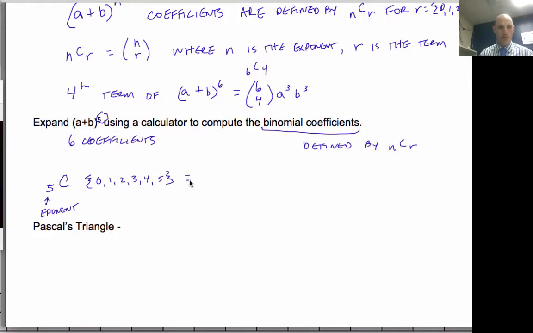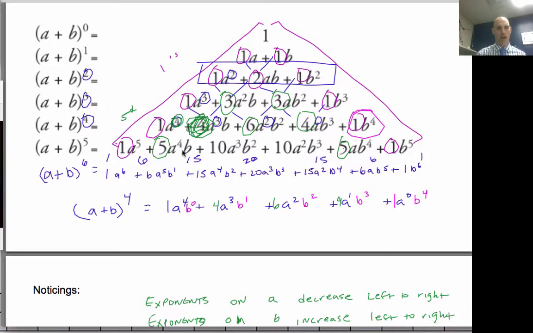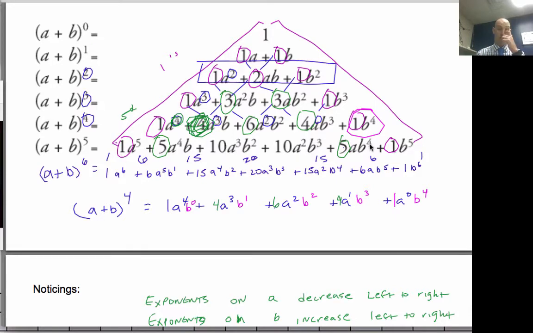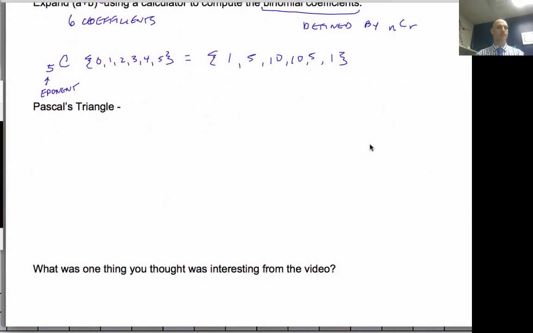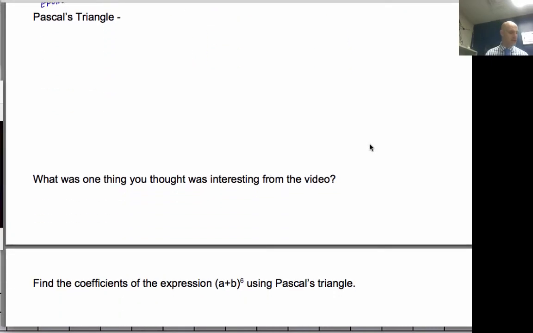So literally, when I put this in my calculator, it spits out this: 1, 5, 10, 10, 5, 1. Well, check it out. Go up to the fifth row of Pascal's triangle. Boom, right there: 1, 5, 10, 10, 5, 1. That's another way to do it. Okay? So Pascal's triangle is defined by this nCr.